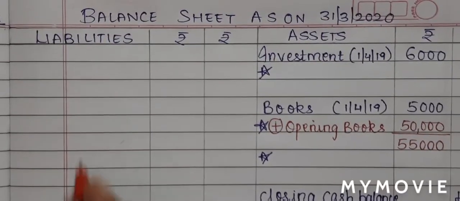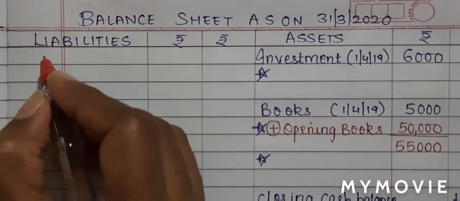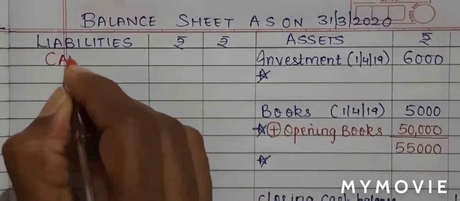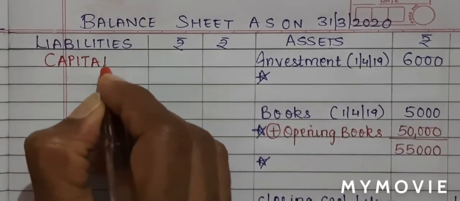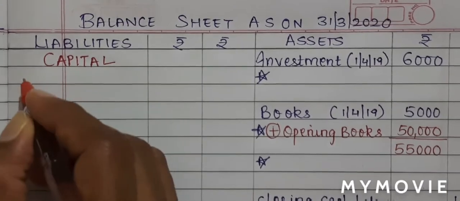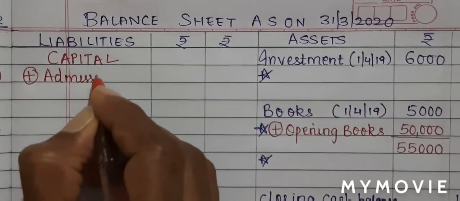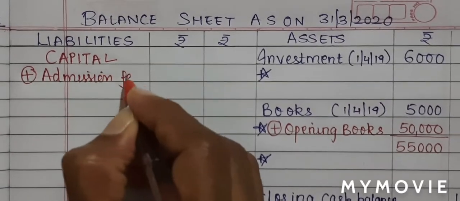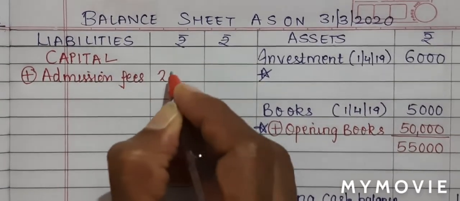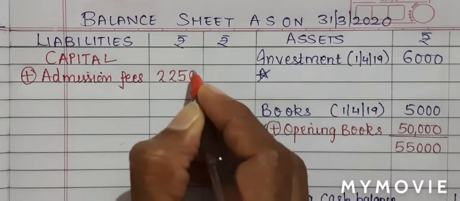My second effect will be on the liability side, but first I will have to write capital. And now I have to capitalize the admission fees. So I will say add admission fees, 2,250, we will write it in the inner column.